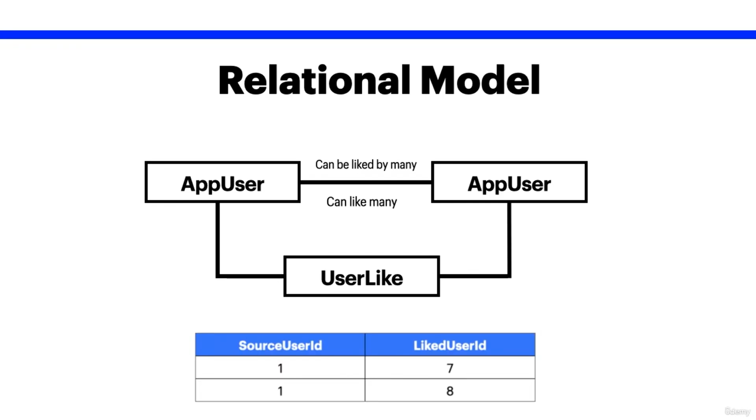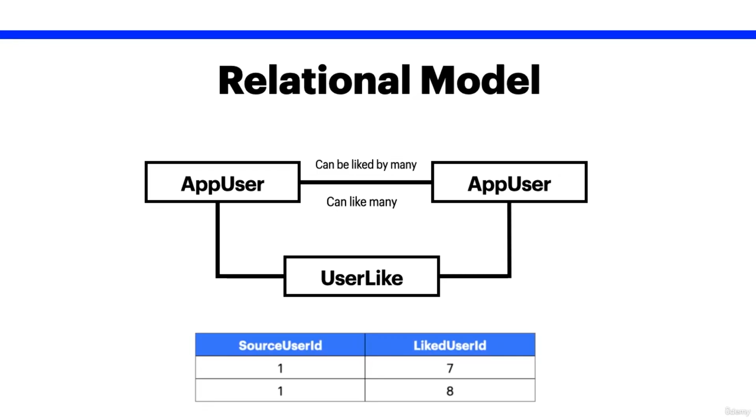And what we'll do is we'll create a join table, and it's going to be called user-like, which is going to store the source user ID, one app user, and the user ID that they've liked. And this is going to join our entities together. And we'll be able to make queries on our user-like table to find out a list of users that have been liked or liked by a particular user.